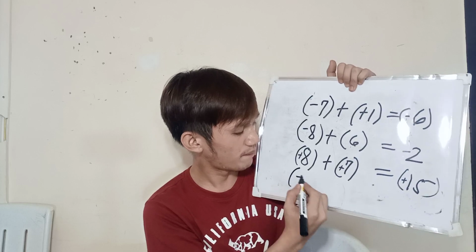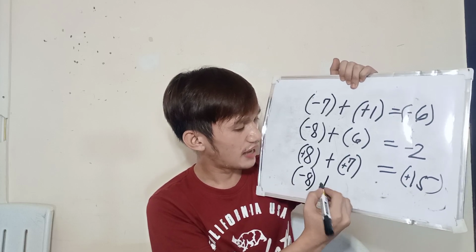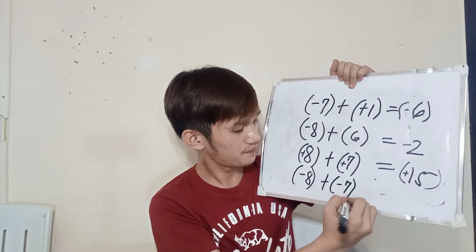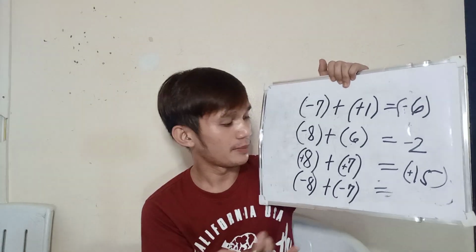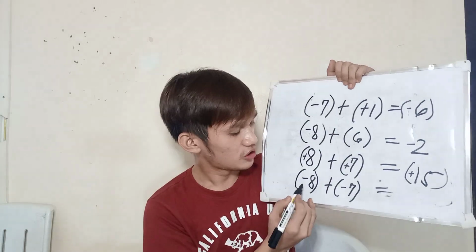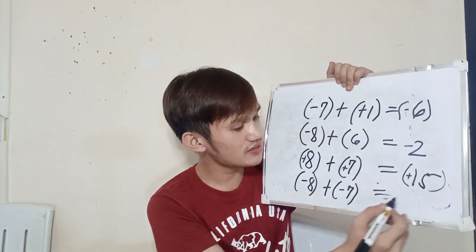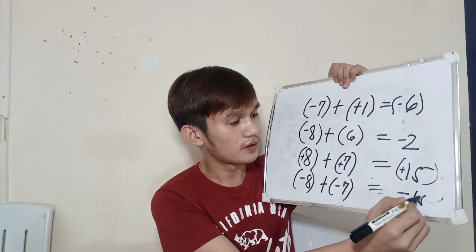So like for example, you have negative 8 added to a negative 7. They are same sign. You are going to add them, and then keep the sign. So negative 8 plus negative 7 is negative 15.